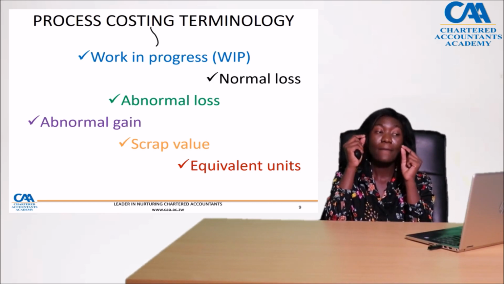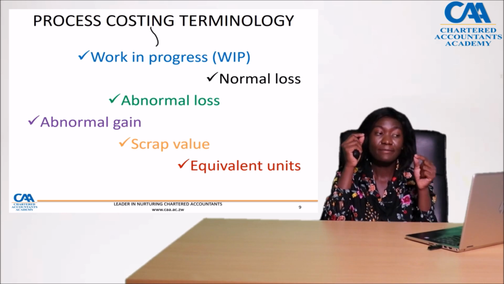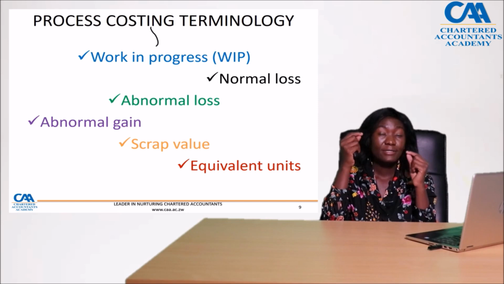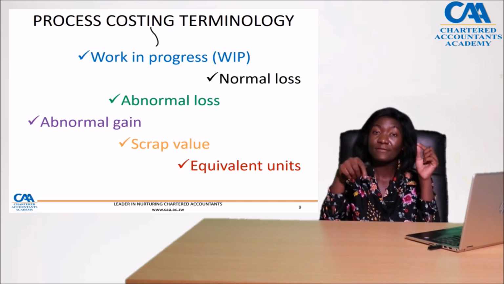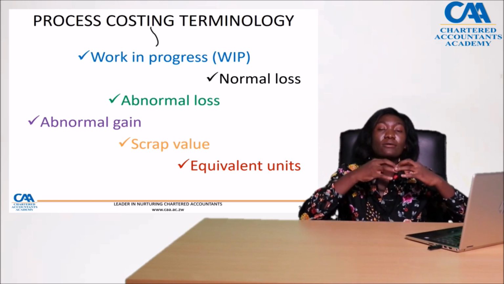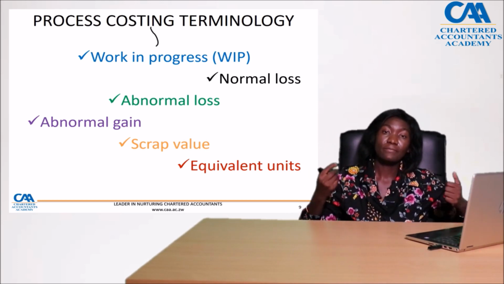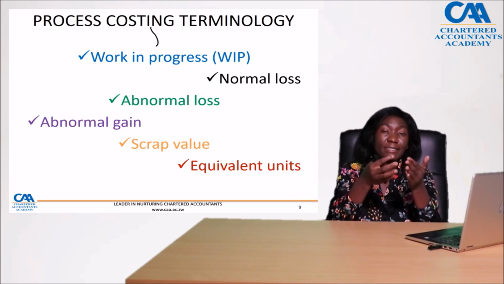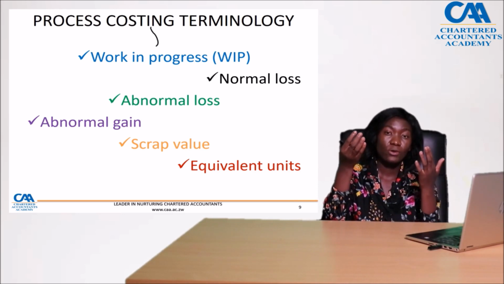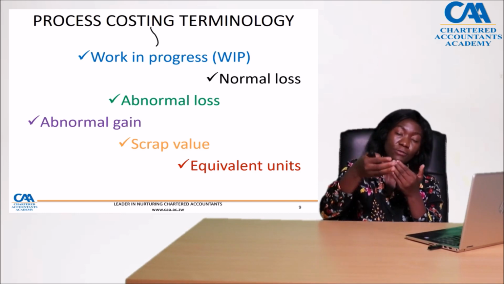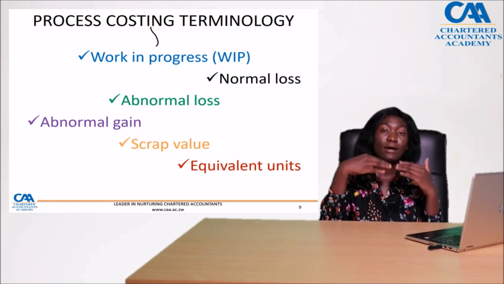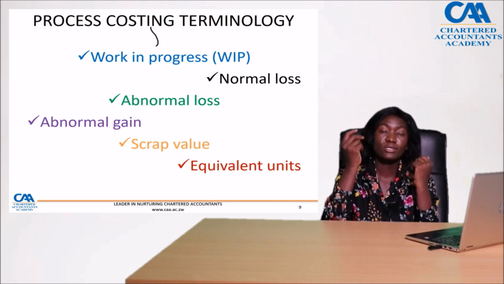The underlying assumption under weighted average is that goods that are produced at different times are indistinguishable, which means we cannot distinguish them. They are roughly or basically identical or the same. So that's where the concept of us adding the current plus the prior comes in, because we are saying the units are indistinguishable.